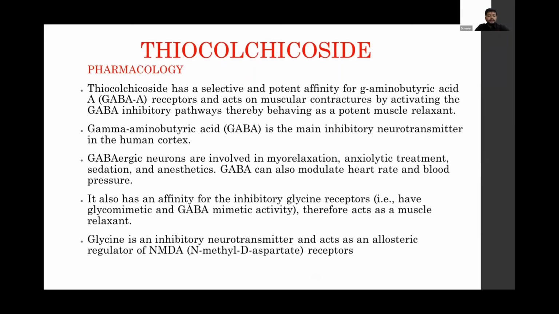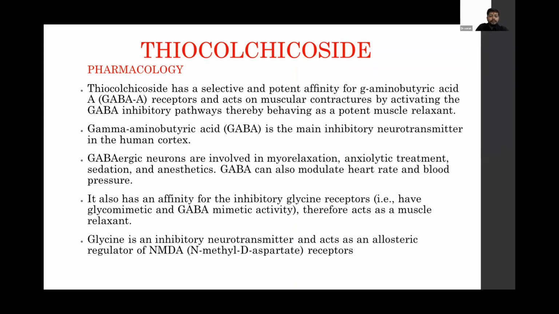The other muscle relaxant is thiocolchicoside. Thiocolchicoside has a selective and potent affinity for the gamma aminobutyric acid receptor and acts on muscular contractures by activating the GABA inhibitory pathway, thereby behaving as a total muscle relaxant. GABA is the main inhibitory neurotransmitter in the human cortex. So GABAergic neurons are involved in myorelaxation, anxiolytic treatment, sedation, and anesthetics. GABA can also modulate heart rate and blood pressure.